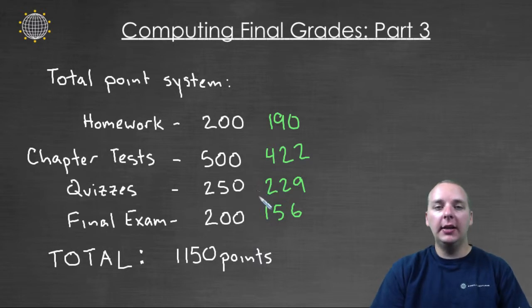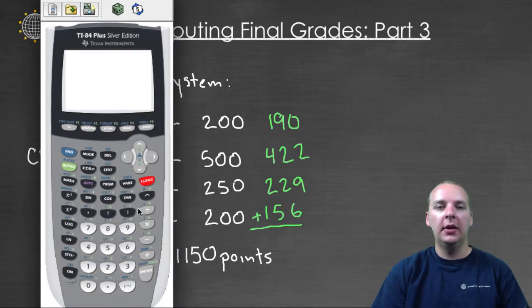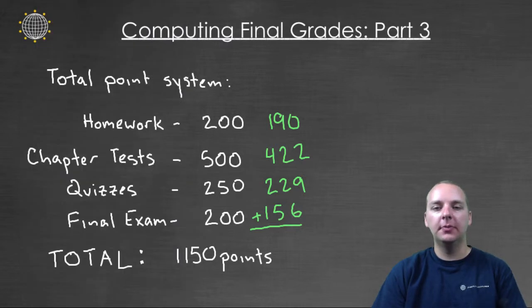So what's our grade at the end of the semester? Well, like I said, it's actually pretty easy to tell. What we'll do is take our calculator and add these up. So let me take my TI here. All right, and we're going to add up these total points. So we've got 190 plus 422 plus 229 plus 156. So all together, we accumulated 997 points.